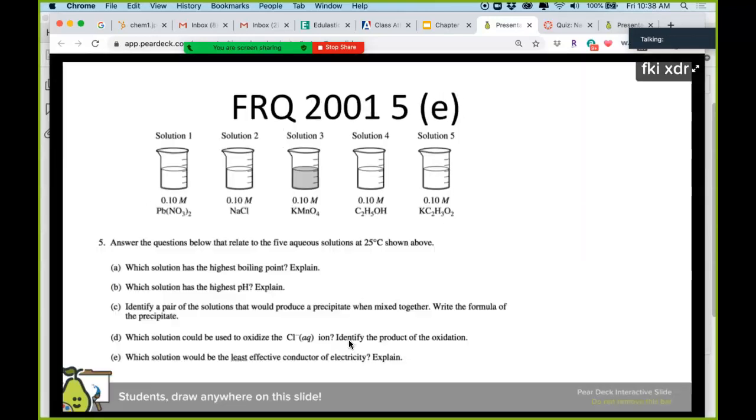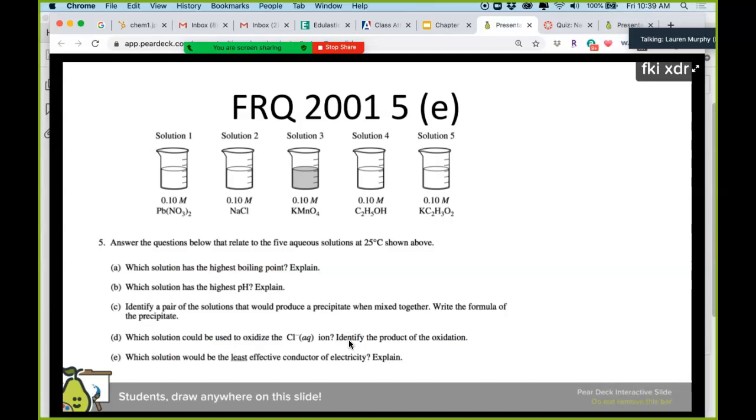Okay. So in 2001, oh my gosh, this is when I graduated high school. So the FRQ, a free response question in 2001, number 5E, you can do this. Like you can already do part of an FRQ. How crazy is that? It says which solution would be the least effective conductor of electricity, and then they want you to explain. So you can't just say solution 1 and then hope you get the points. If you don't explain, you won't get the points. So you want to make sure you have a good justification.